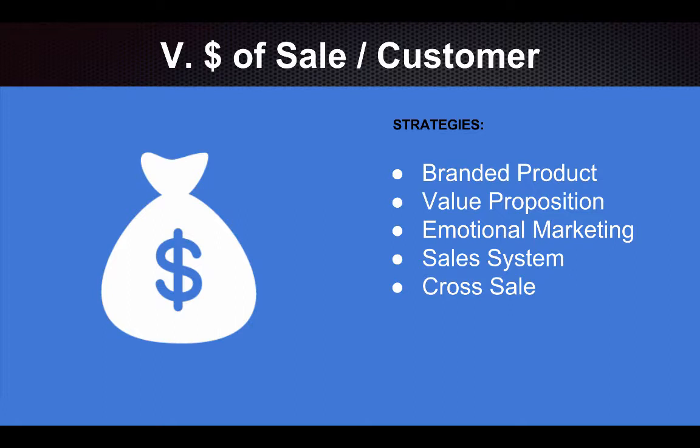Well, you can do this in many different ways. There are strategies that you can do to elevate the dollar sale per customer. One would be to create a branded product that they can only get through you. Another way would be to, again, elevate your value proposition so they can see that you are the only one who can offer that product or service. Emotional marketing, again, comes into play. Leveraging a sales system where you're really going to be focusing on the benefits that they're going to receive. Doing cross sales, upsells, bundling.